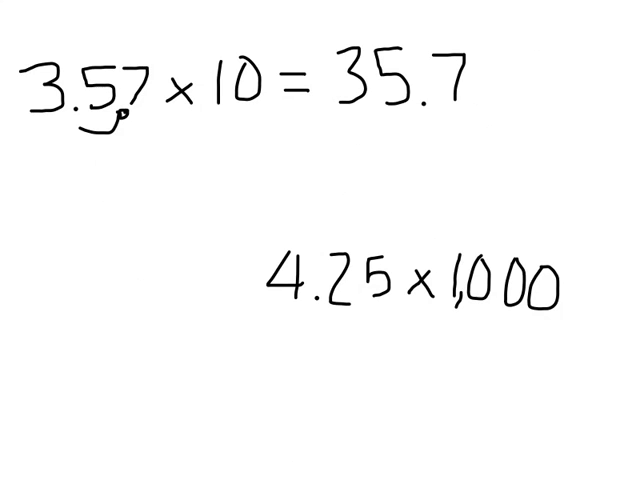4 and 25 hundredths times 1,000. How many times will I need to move the decimal? I'll need to move it 3 times. What will be the result? Well, 1, 2, 3. I need to fill in 1 zero. The answer is 4,250.